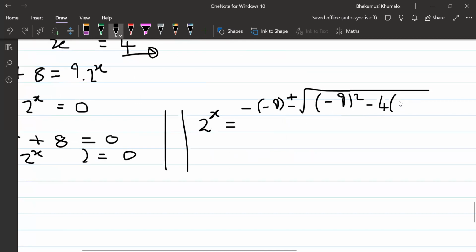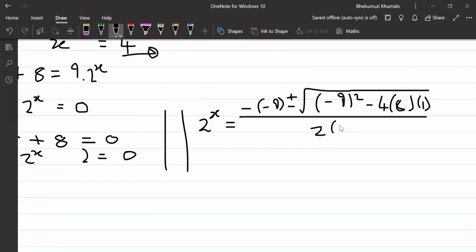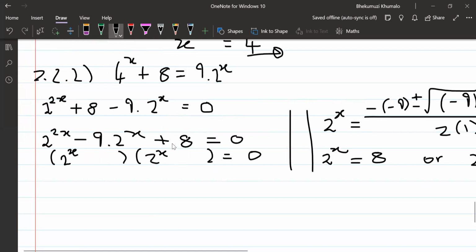Okay, so I'm just going to put 8 and 1, whichever order it is, doesn't really matter. And then all divided by 2 of 1, and the answer that you would have gotten for either of them, you would have said it's 2 to the power x is equal to... So then the answer here would have been either 1, and the other one would say that it is 8, right? So in this case again, this also tells us what the roots would be.